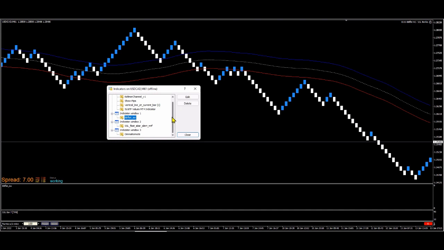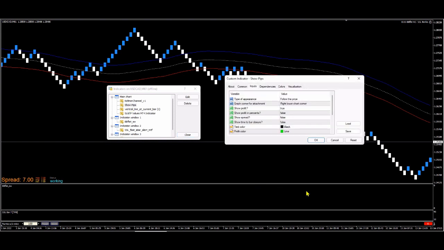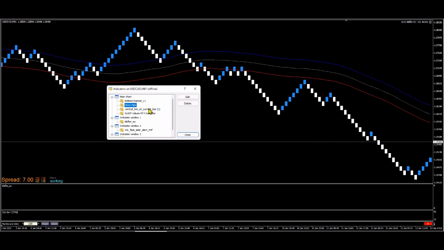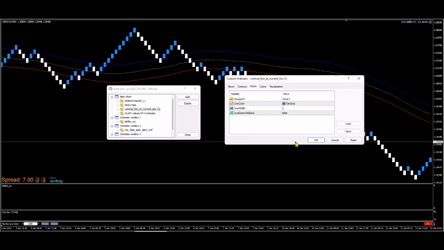Now the other indicators that I happen to have on here is this show pips. This is a free one that you can get from the market, and whenever you have an open trade, it's actually going to tell you how many pips you are in profit or out of profit. And I'm also using this vertical line at the current bar. And let me show you what that looks like.